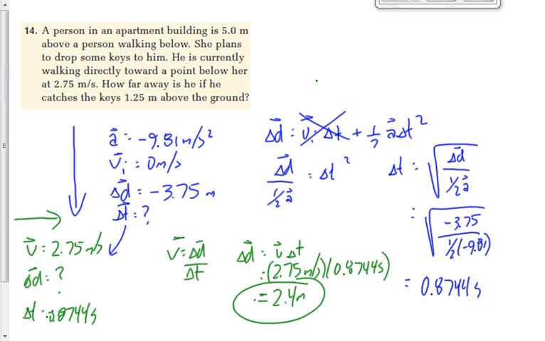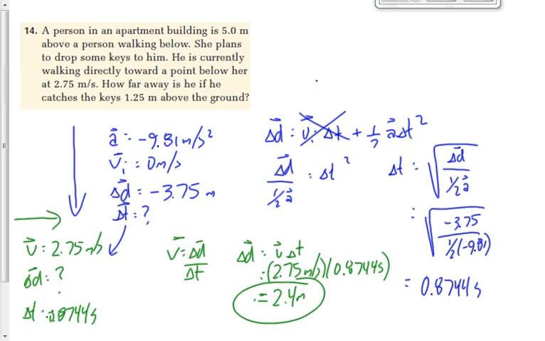Listen, if I give you a question that said, how long does it take the keys to fall 3.75 meters, you'd get that, right? If I gave you a question that said, how far does a guy walk if he's walking at 2.75 for 0.8744 seconds, you guys would get that. So what's the difference here? It's just two problems in one. Okay, we just got to recognize in this question and other questions like this, there's two things going on. There's the fall of the keys and the guy walking. We can't analyze those together. We've got to do it separately.